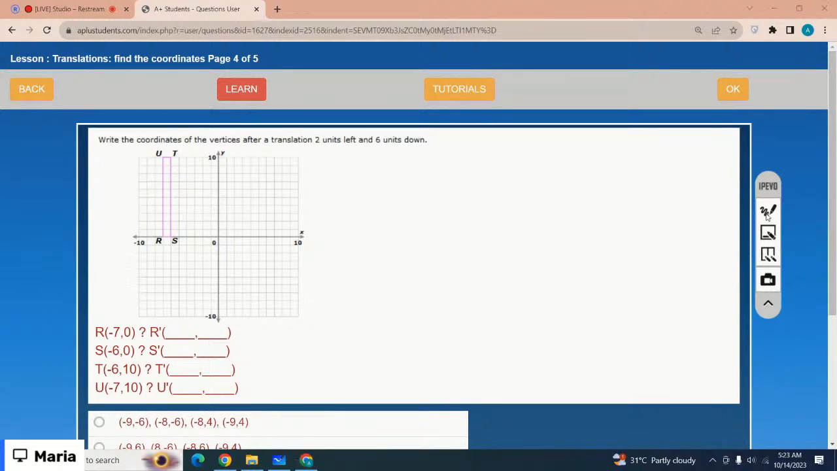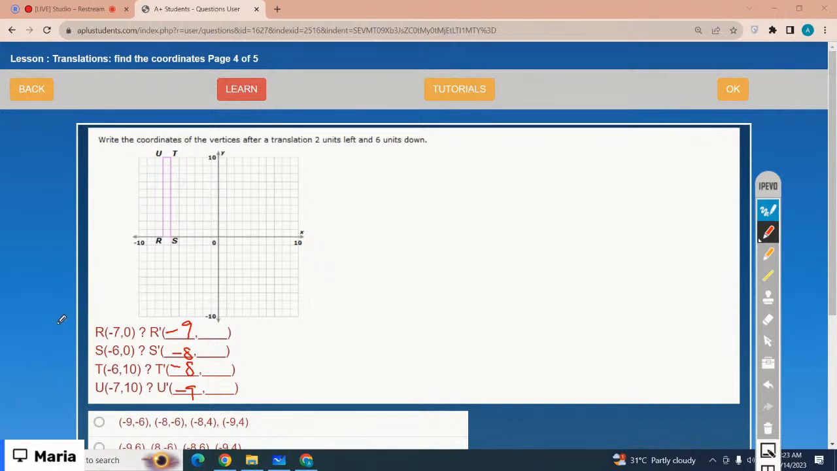Write the coordinates of the vertices after a translation 2 units left and 6 units down. You are going to translate 2 units left, so x is changed, and then down, y is also changed. Left, you have to subtract 2 from the x coordinate: negative 7 minus 2, negative 9. Negative 6 minus 2, negative 8. Negative 6 minus 2, negative 8. Negative 7 minus 2, negative 9.